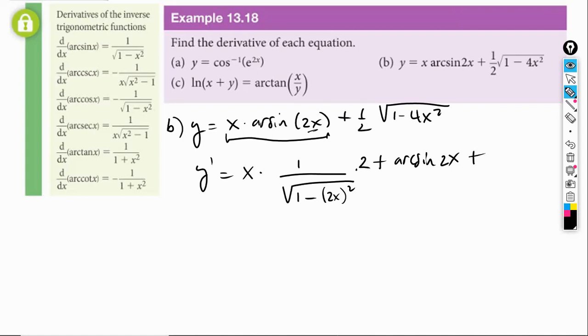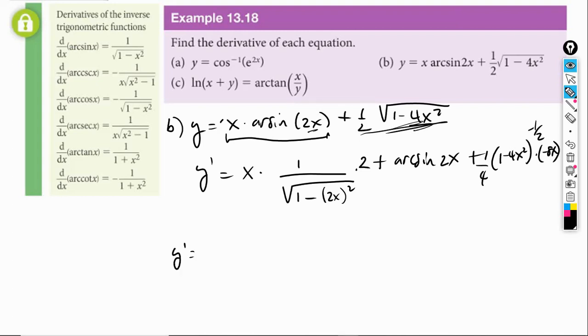Then this plus the derivative of this term here, for which we do the normal power rule and the chain rule. So this is going to be 1/4 square root of 1 minus 4x squared to the negative 1/2 times negative 8x, which is the derivative of the inside, of this here. Okay, so let's multiply and see what we get.